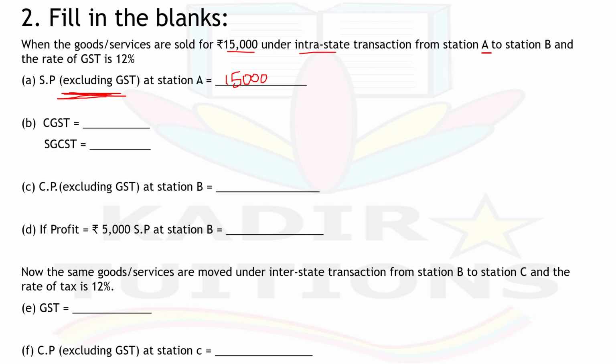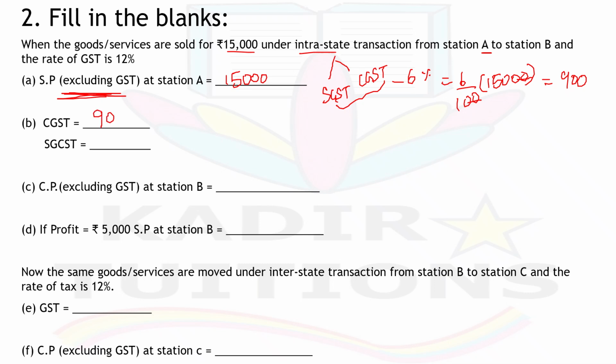Now the second part B, you have to find what CGST and SGST are. First of all, this is intrastate. So CGST and SGST are going to be divided into equal parts. The GST is 12%, so these are going to be 6% each. So we need to find 6% of 15,000. If we cancel this, 6 into 15 is 90 and one more zero is there, so 900. So 6% of 15,000 is 900. So CGST is 900 and SGST is also 900.